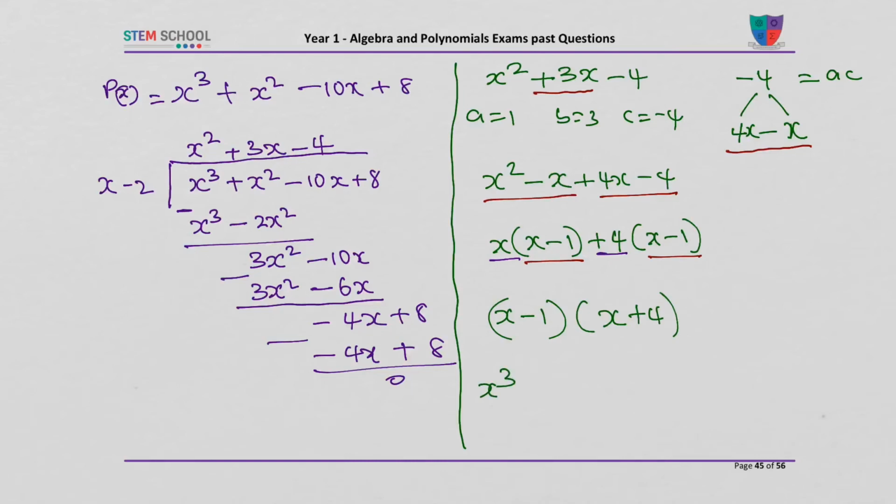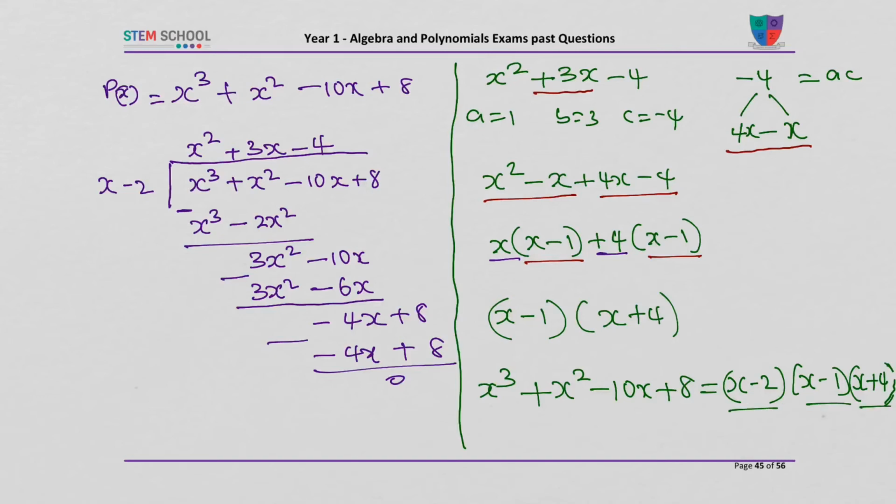X cubed, my cubic, plus x squared minus 10x plus 8 will become x minus 2, one factor. That's a linear factor. The reason why it's called a linear factor is because the highest power of x is 1. X minus 1, x plus 4. And therefore, these are my 3 linear factors for my p of x.